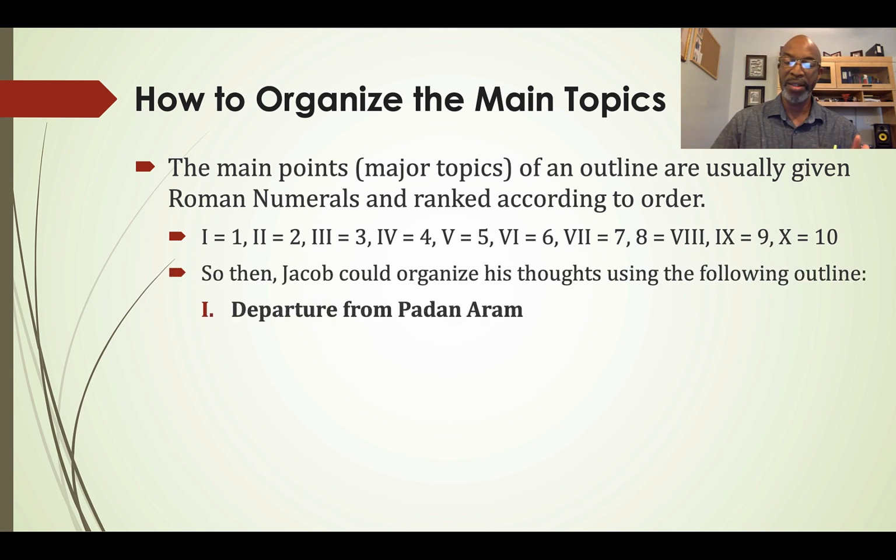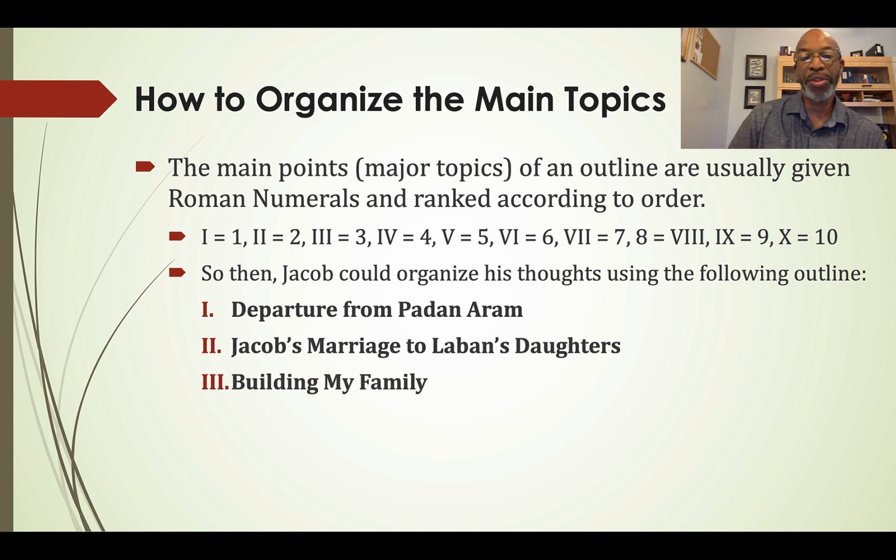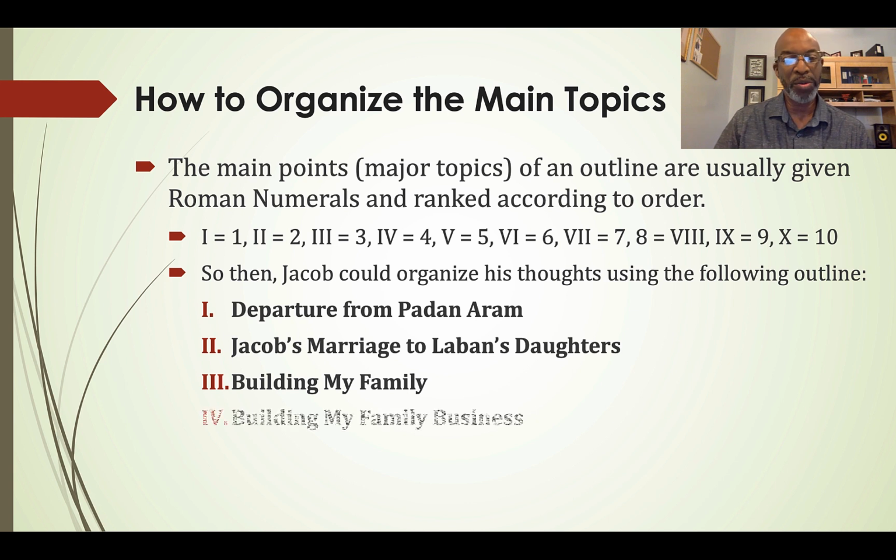So then, Jacob could organize his thoughts using the following starting point as an outline. Roman numeral 1 can be his departure from Padan Aram. Roman numeral 2 could be his marriage to Laban's daughters. Roman numeral 3 could be building his family. And then Roman numeral 4 could be building his family business.